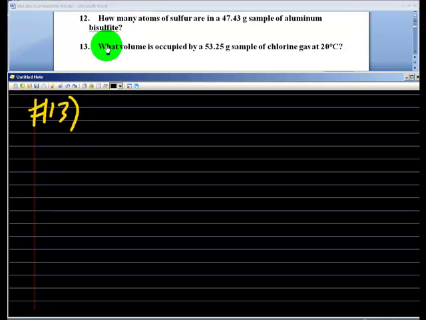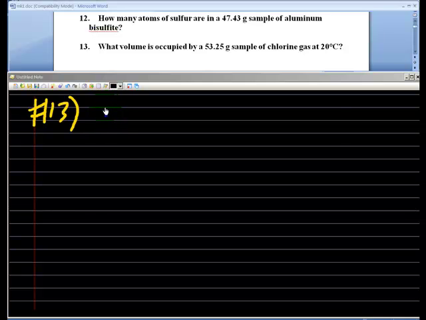13 says, what volume is occupied by a 53.25 gram sample of chlorine gas at 20 degrees Celsius? The 20 degrees Celsius information lets you know that the gas is at a temperature where the rules of moles and liters work. So this is not a number that gets used. It's just to say that the conditions under which the measurement was made works. There's no conversion involved. So, how do we go about tackling this problem?